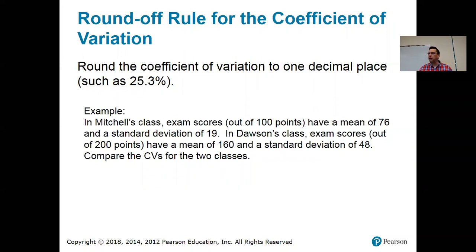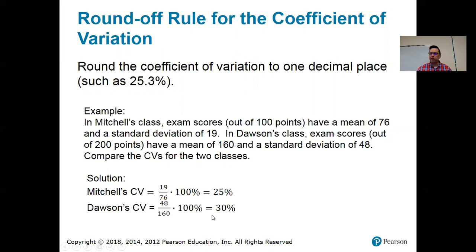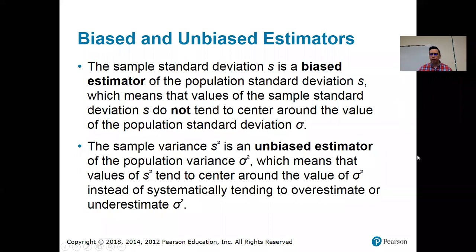But if I calculate the coefficient of variation, what I find is that my coefficient of variation is 25%, which means that my standard deviation is 25% of my mean. Professor Dawson's standard deviation is 30% of her mean. So that means that in Professor Dawson's class, there is just a little bit more variation than there is in my class.